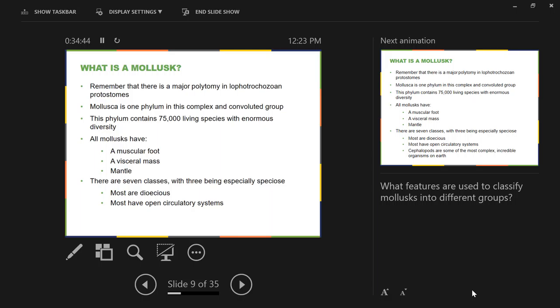Most mollusks have an open circulatory system. And we'll see this again. We'll actually see this a lot in animals. An open circulatory system where blood is just pumped into a big cavity that surrounds the organs.